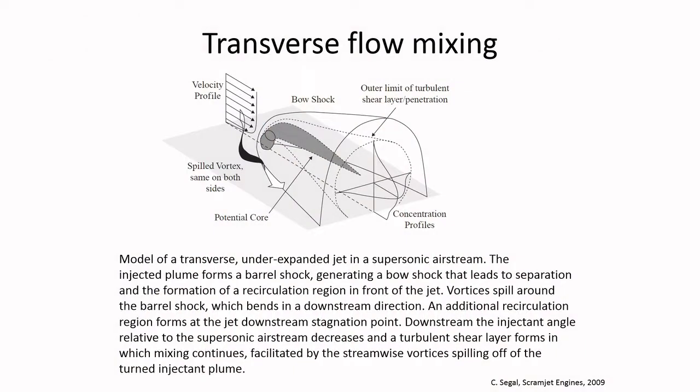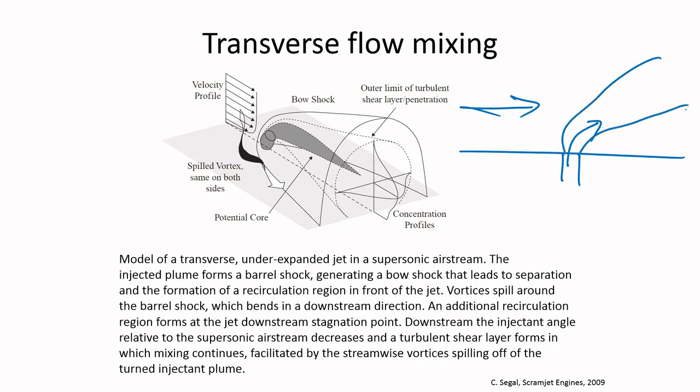Okay, but as I said, we cannot only rely on shear layer mixing, because in compressible flows the shear layer has a limitation: at high Mach number the shear layer growth becomes limited. So one can often use transverse flow mixing also, where they inject perpendicular to the incoming flow, and a jet forms like this. That is called a typical jet in a cross flow.